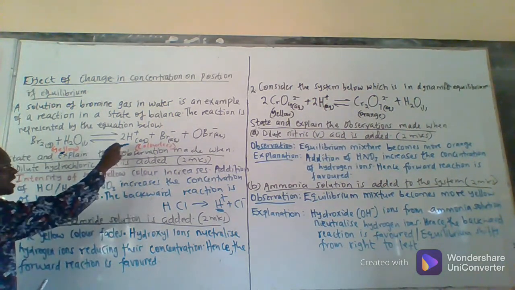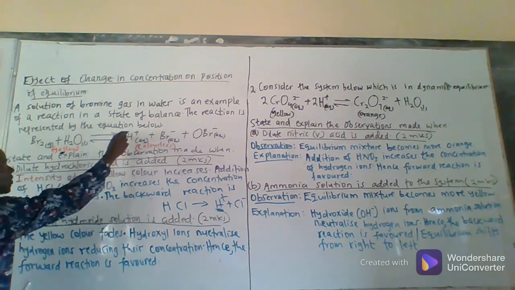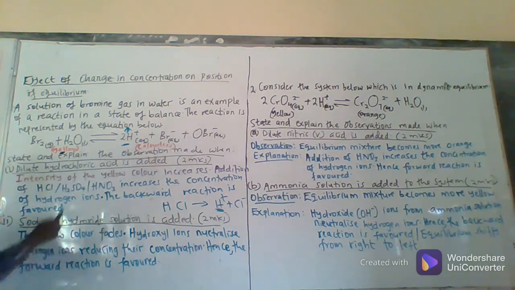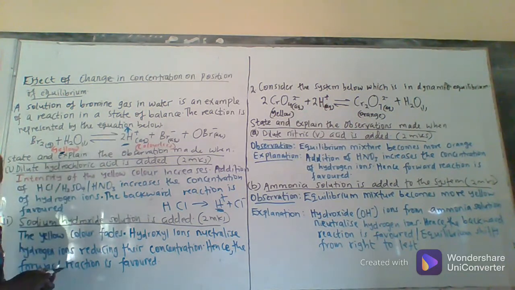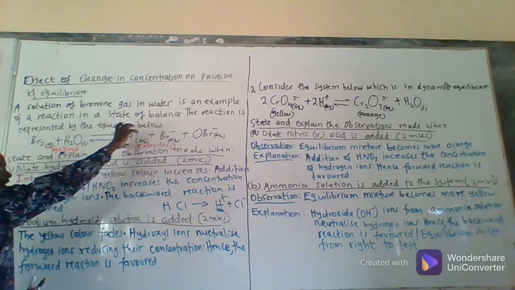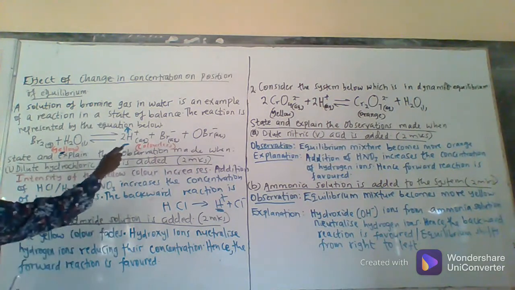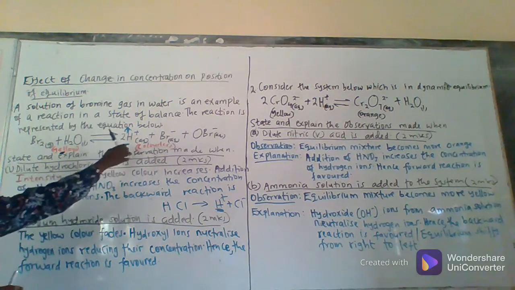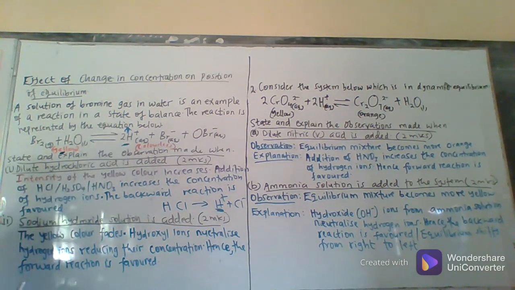And when you add hydrogen ions, you are going to increase the concentration of hydrogen ions. You are going to make the concentration of hydrogen ions go up. And now, when the concentration of hydrogen ions increases, this disrupts the equilibrium, because now you have put more hydrogen ions on this side, and therefore the backward reaction is going to be favored so as to reduce the concentration of hydrogen ions and re-establish equilibrium.